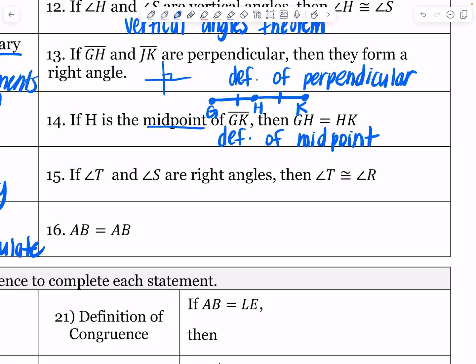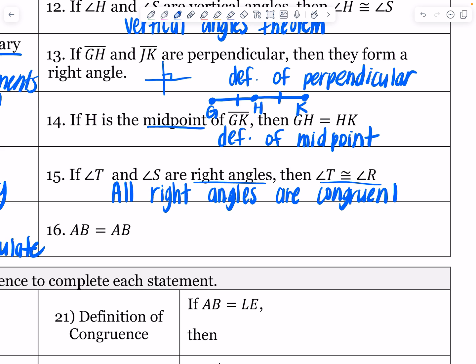Number 15 says if T and S are right angles, then they are congruent. Why do we know that they're congruent? Because all right angles are congruent to each other. What makes 2 angles congruent to each other? They have to have the same measure. So any 2 right angles in the world, all of the right angles in the world, are going to be congruent to each other because they all have the same measure.